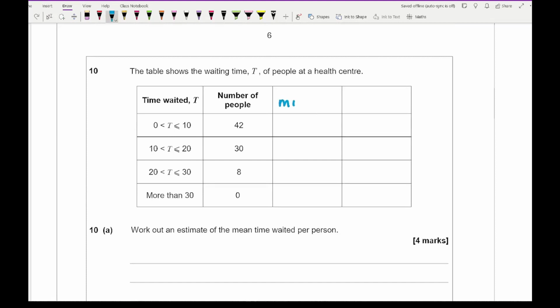So to work out the mean from grouped data, we need to first of all work out the midpoint of the groups. To work out the midpoint, I just take the upper bound and the lower bound, add them and halve. So that's going to be 5, 15 and 25.